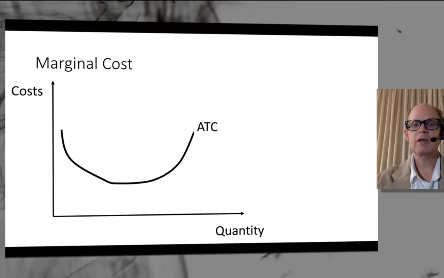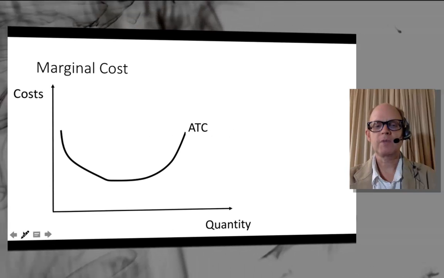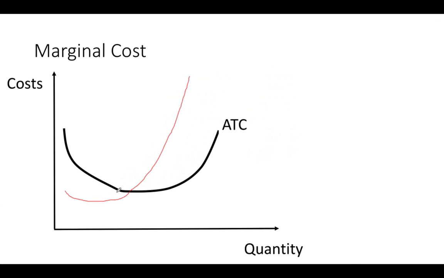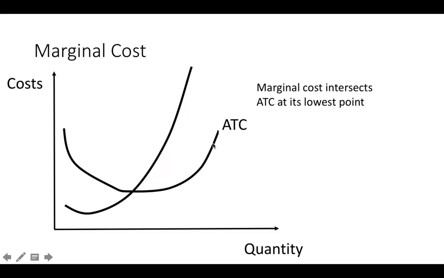So finally, we can draw in a marginal cost curve. What do we remember about marginal cost? Well, when your marginal cost curve is below your average cost curve, your average total cost curve is declining. And then when your marginal cost curve is above the average total cost curve, it's pulling up the average total cost. So your marginal cost curve intersects the average at its lowest point.